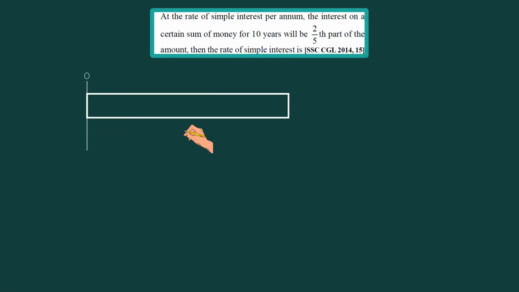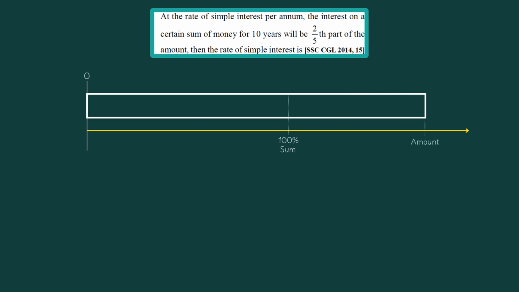Start by drawing a bar to represent the sum of money or principal. This is the amount of money that was initially invested or borrowed. Now, since we're dealing with simple interest, we know that interest accumulates linearly over time. The problem states that the interest after 10 years is 2/5 of the total amount. So, let's extend the bar to represent the total amount, which includes both the principal and the interest.